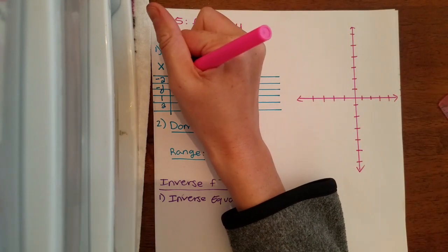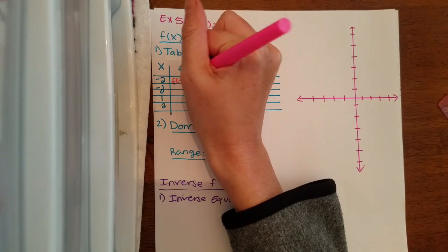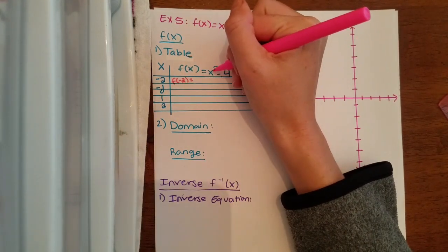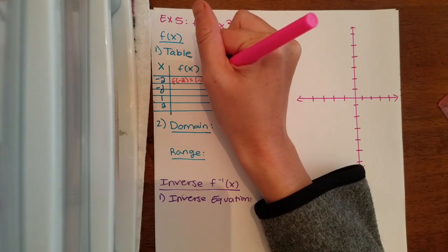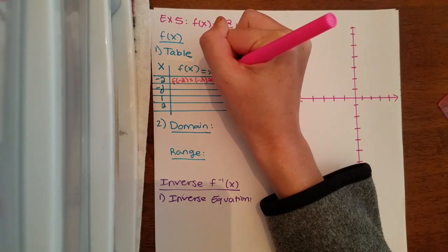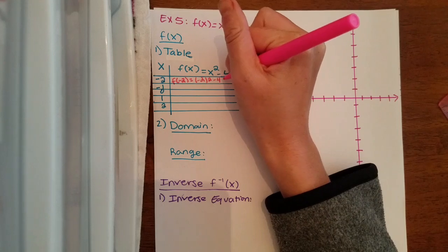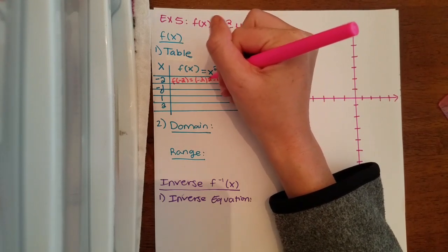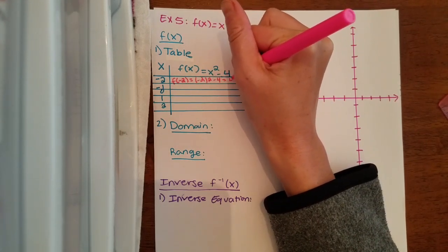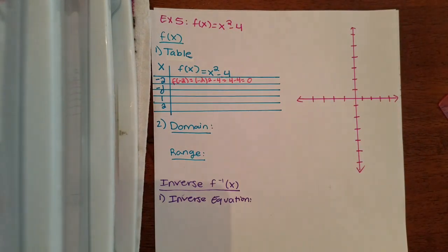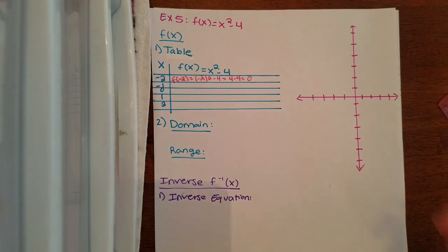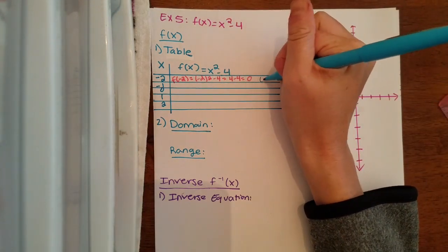So my first one, we're going to be solving for f of -2. So I'm going to replace my x with the -2. So that x right there is going to change into a -2 raised to the second power minus 4. Okay? So -2 squared, -2 times -2 is 4. And 4 minus 4 will give me a 0. So the first point we'll be plotting is -2, 0.